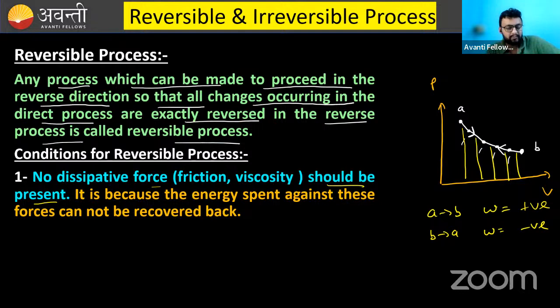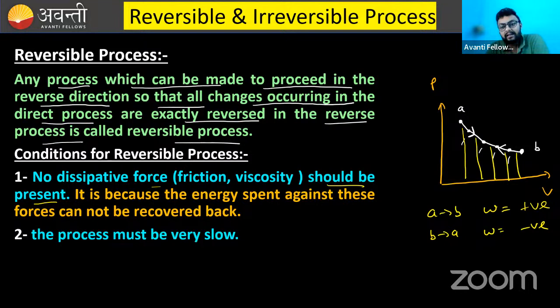So what are the conditions of a reversible process? First condition is that there is no dissipative force present. Dissipative force means friction, viscosity, electrical resistance. There are a lot of dissipative forces. Another thing is the process must be very slow. What is the meaning of the process must be slow? If the process is slow, only then can you define these intermediate states. For intermediate states to be defined, the process must be slow. Otherwise, these intermediate states will not be defined completely. So for this purpose, the process must be slow.